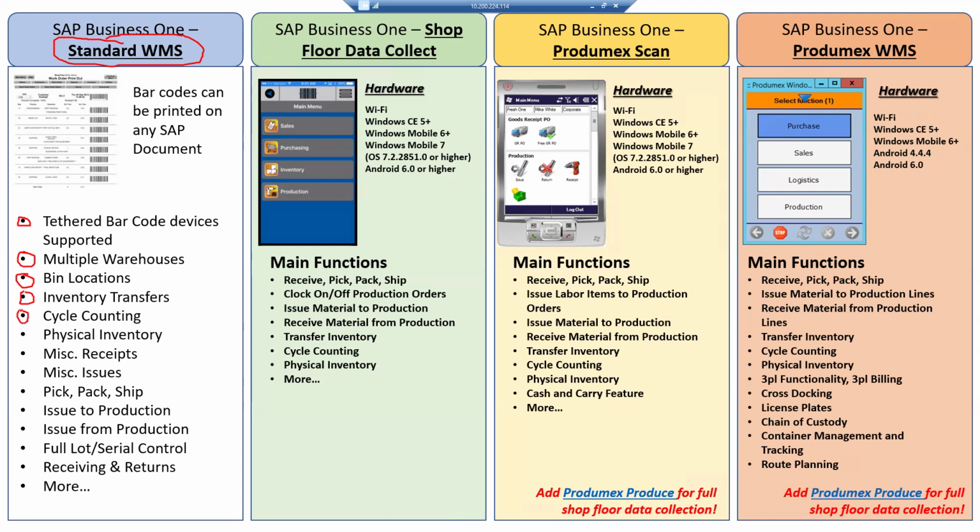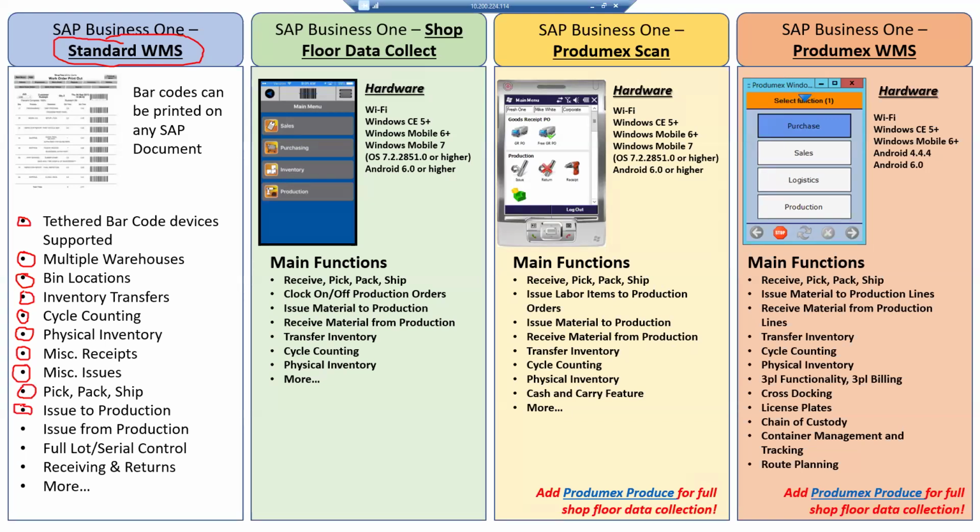Of course, cycle counting. That's a process of counting different sections of your inventory on a regular basis. So by the end of the year, you've counted your inventory several times without having to stop sales and shipping for a week or two. Physical inventory, of course, we can do those as well. Miscellaneous receipts, miscellaneous issues of inventory. These are really important too. The ability just to make an adjustment to your inventory. It's a super easy process, and it really needs to be. Picking, packing, shipping, that's all out of the box.